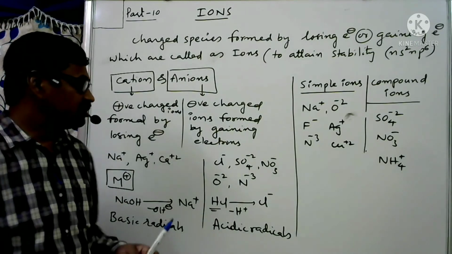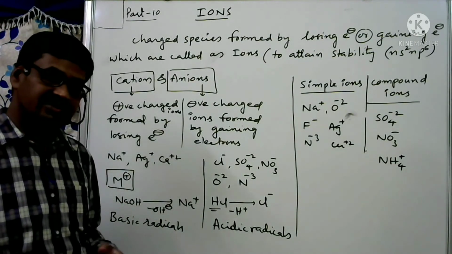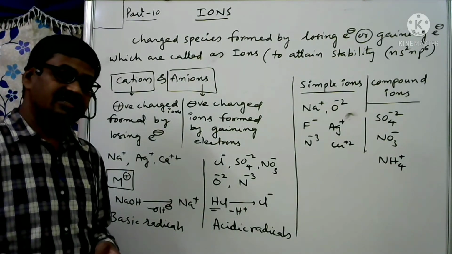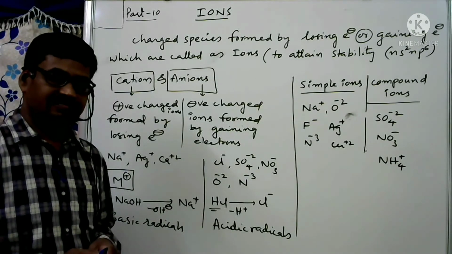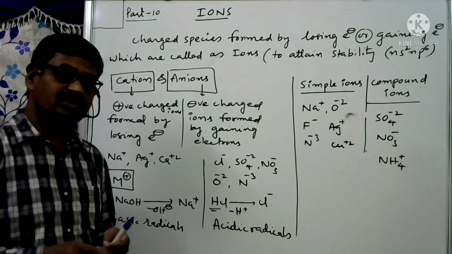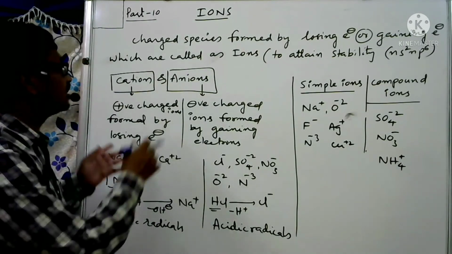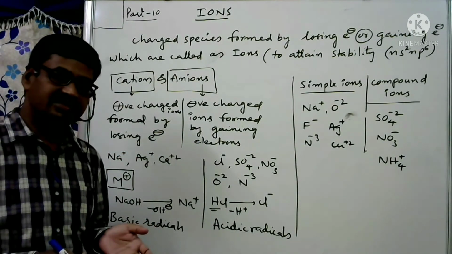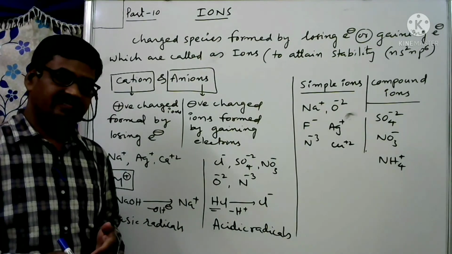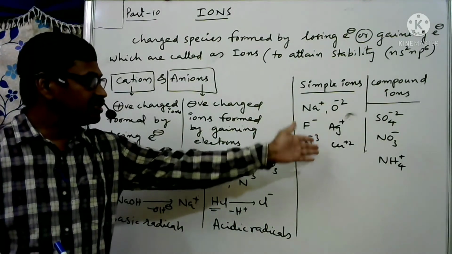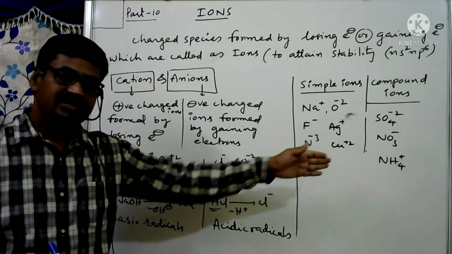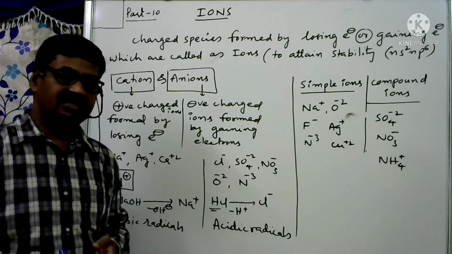If you know the types of ions along with their charges, then it is easy to write formulas. In next classes, we will discuss what a chemical formula is, and how to write chemical formulas using these ions and their charges. And how we can get these simple ions and compound ions, we'll discuss in next sessions.